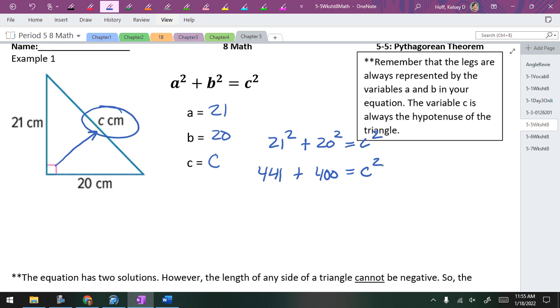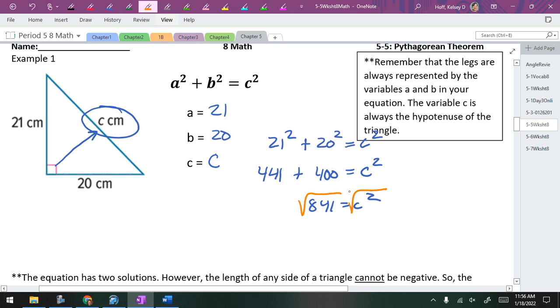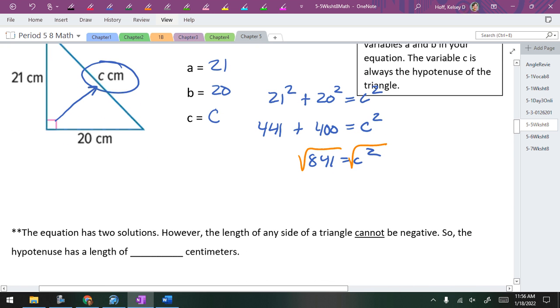Bingo, they're on the same side. We're going to combine like terms. 441 plus 400 is 841. Nicely done. Now this looks like what we did right at the beginning of the class period. Agreed? To get rid of the squared, we take the square root, which is the check mark. In your calculator, type in the square root of 841.